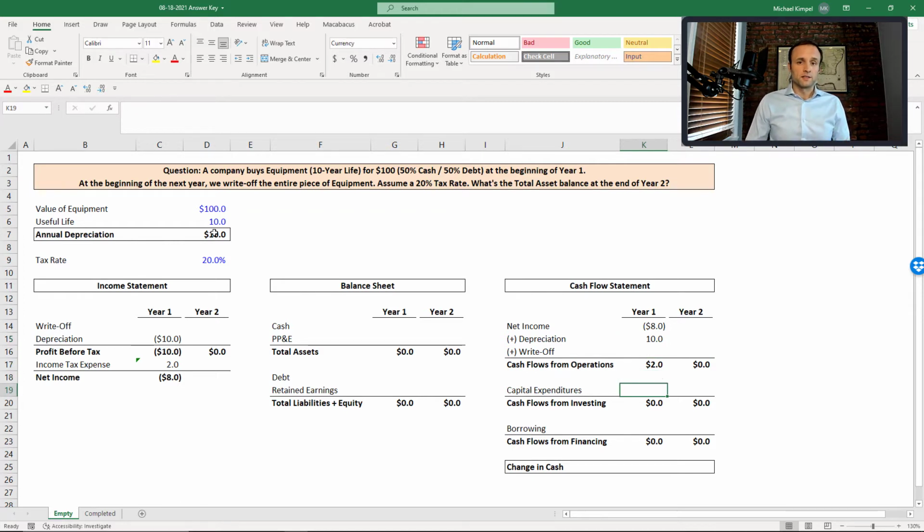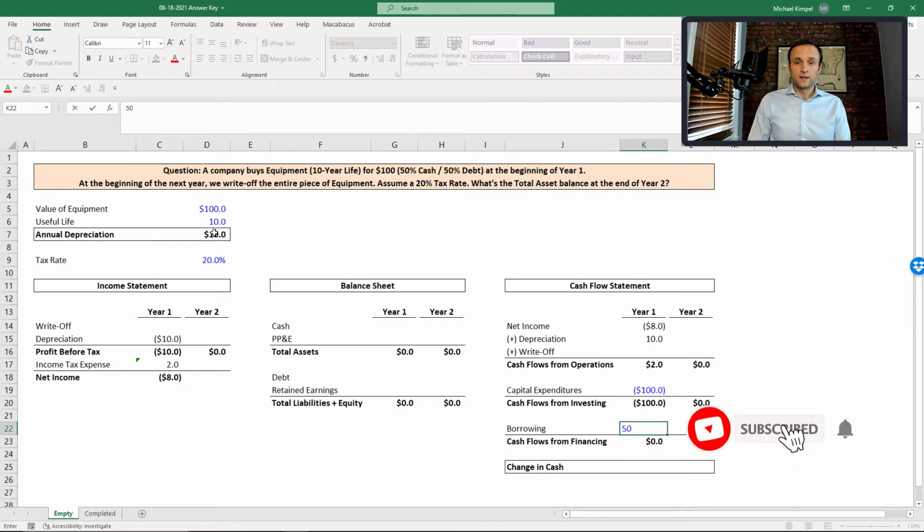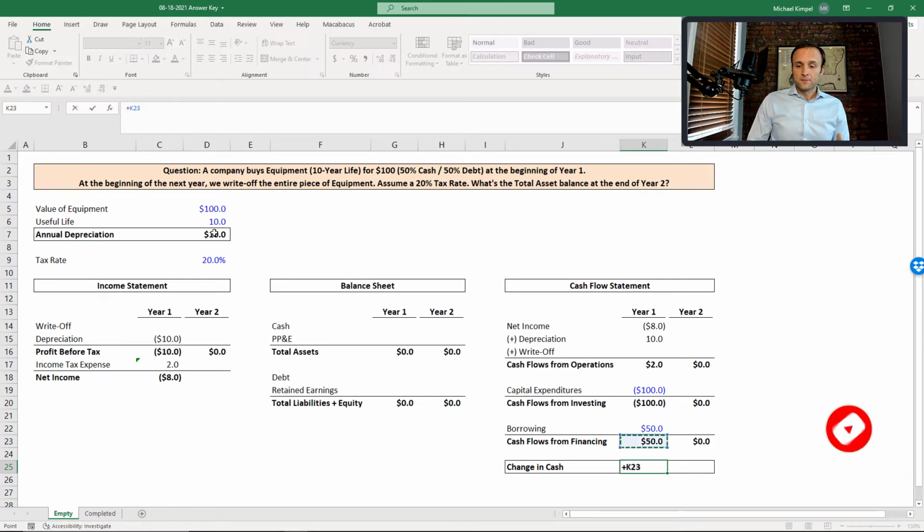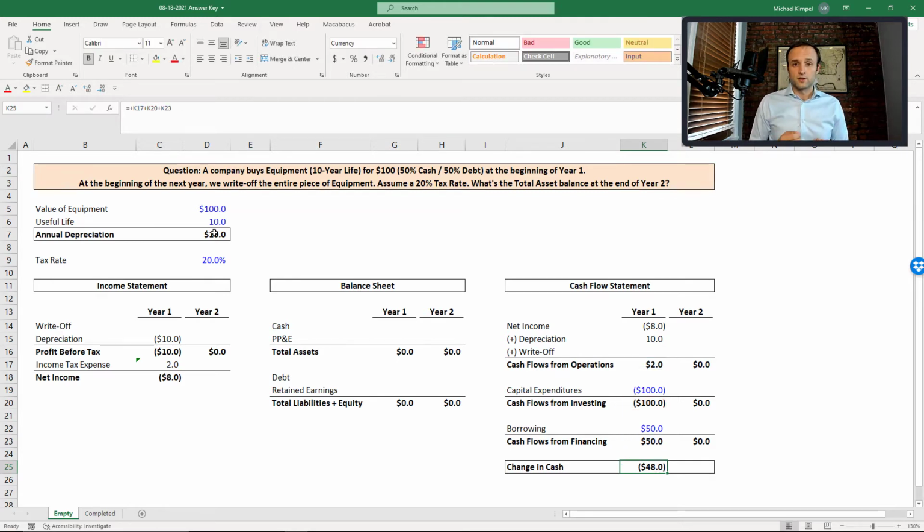We also purchased a piece of equipment, and we need to reflect that. So we have a negative $100 outflow for the purchase of the equipment, but we financed half of that purchase with debt, so we have a positive 50 in cash flows from financing to reflect the fact that we borrowed half the purchase price. With that completed, we can add cash flows from operations, cash flows from investing, and cash flows from financing to get to the change in cash for the business. That completes step two, and we can move to step three, which is just connecting cash and retained earnings, so we can think about the last step for year one.